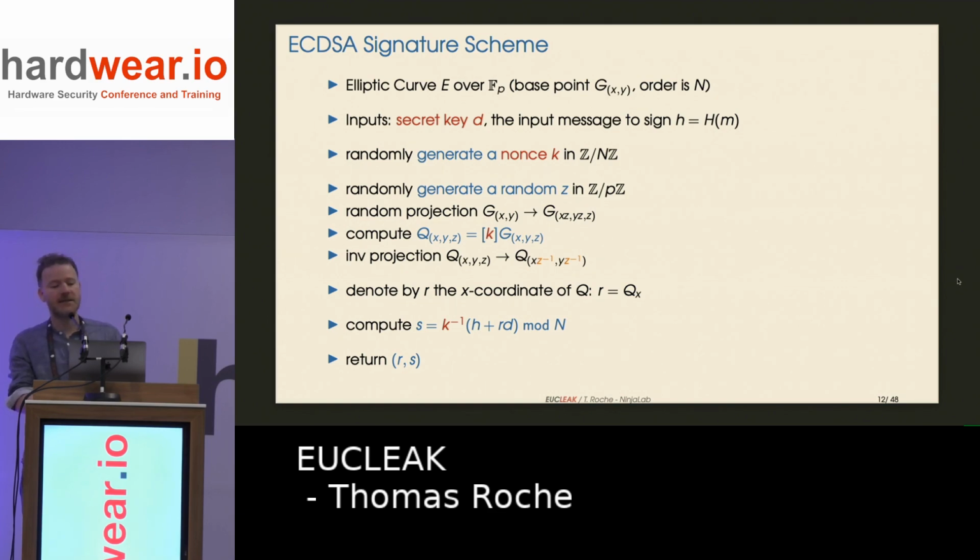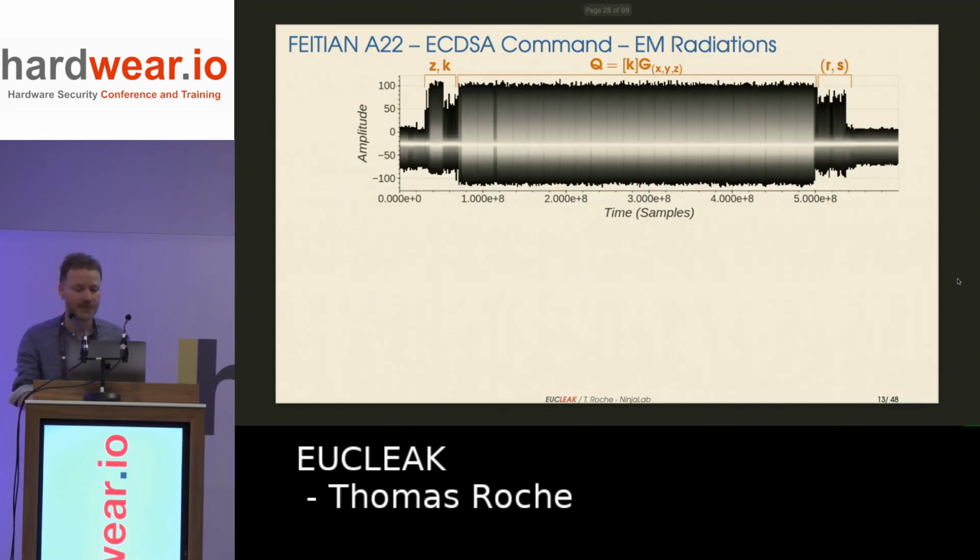I highlighted that there is another modular inversion of Z here. Z is also random, and it's used for side channel countermeasure actually. But what's important here is there is a second modular inversion. So let's get back to the trace.